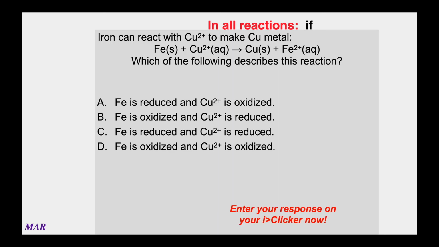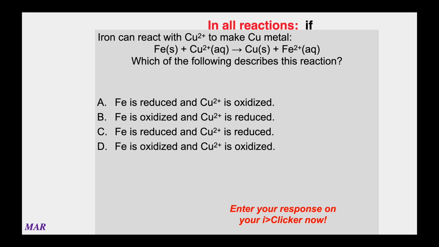In this question, iron can react with copper 2 plus to make copper metal. Iron plus copper 2 plus makes copper metal plus Fe2 plus. Notice how I said iron metal and copper metal when it was neutral versions of those elements. So Fe(s) was iron metal, Cu(s) was copper metal. On the other hand, the ions have positive charges; in metals' cases, those would not be the raw metals. Anyway, I digress. Which of the following describes this reaction?